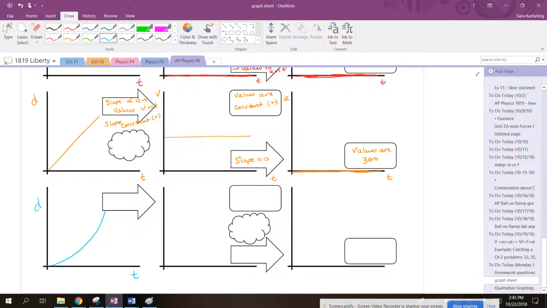Tell me about the slope here. It's increasing, isn't it? And not only is it increasing, but it's always what? Positive. And if the slope here is increasing and positive, what are the values here going to be? Hey, look at that. Increasing and positive. Cha-ching.